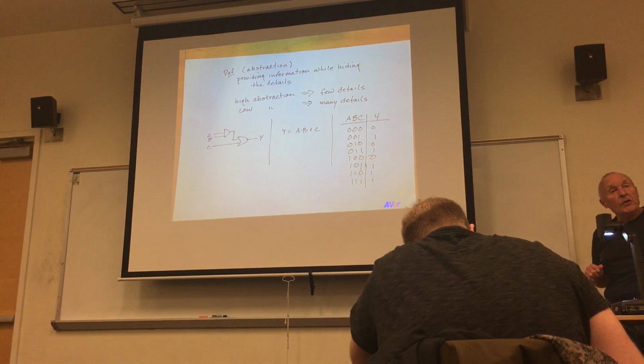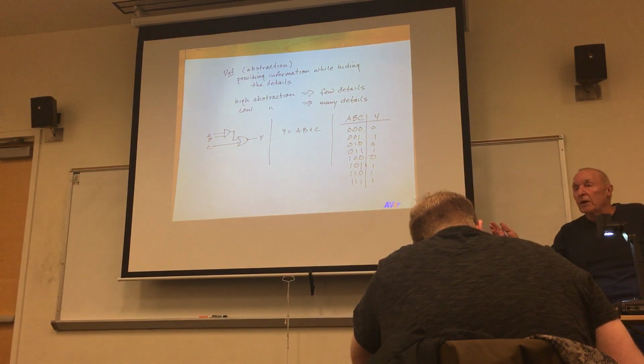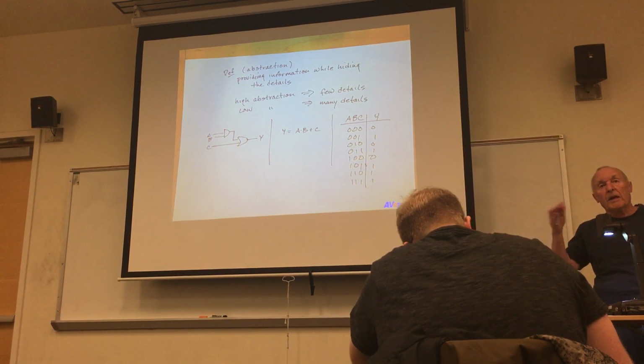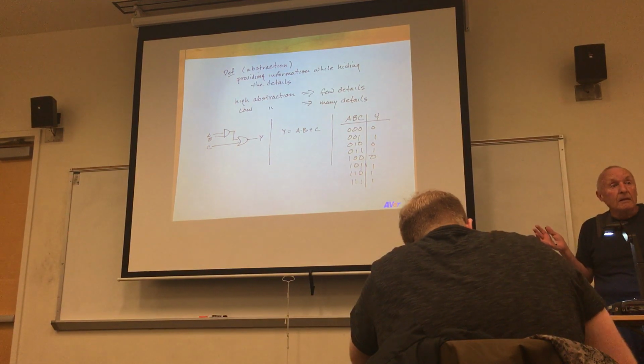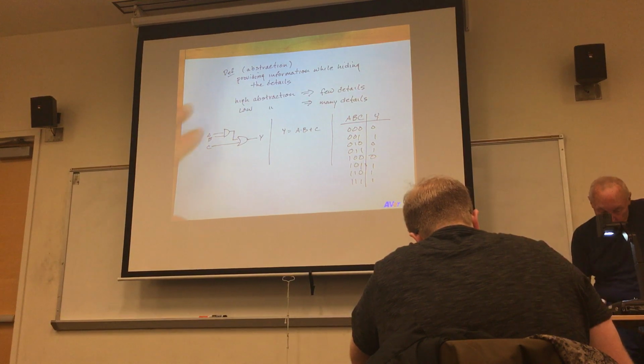Here I'm just giving you a truth table. And all the truth table tells you is the input-output relationships. It doesn't tell you anything about how to implement it. It just tells you input-output relationships.